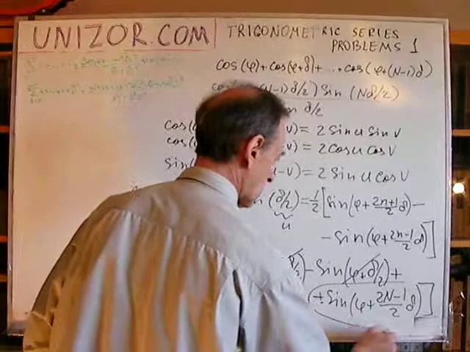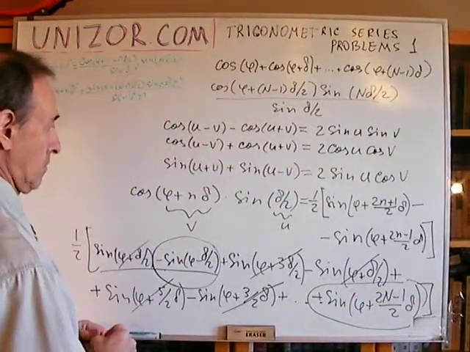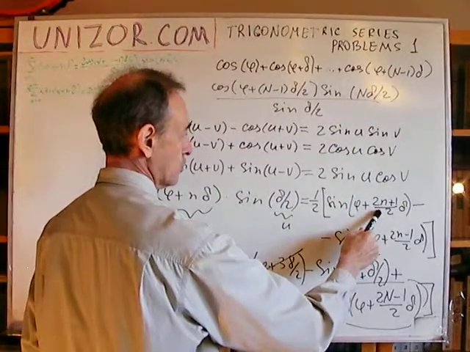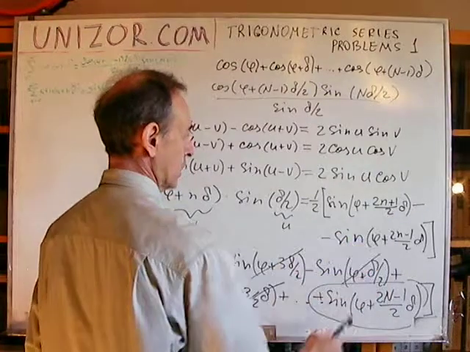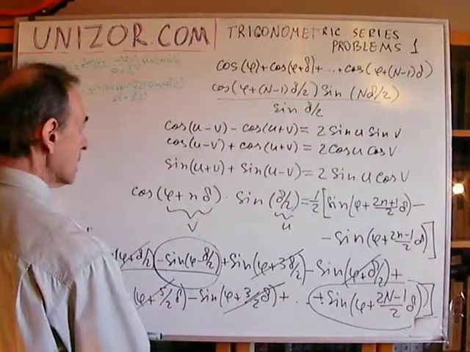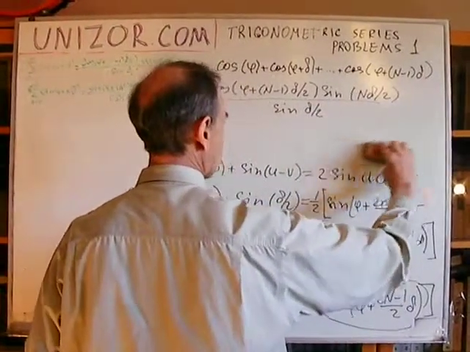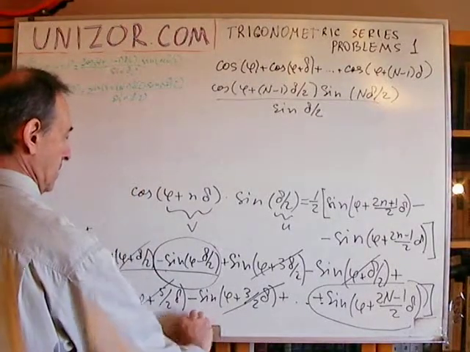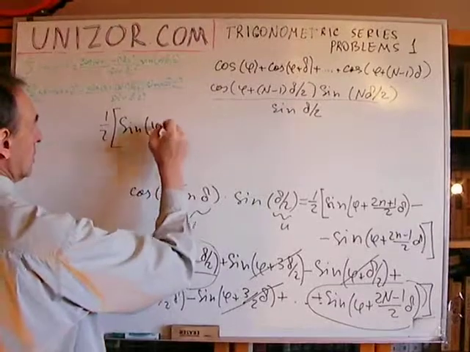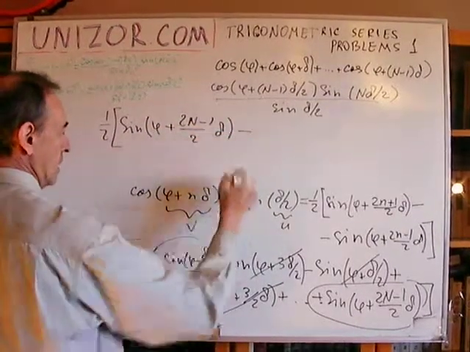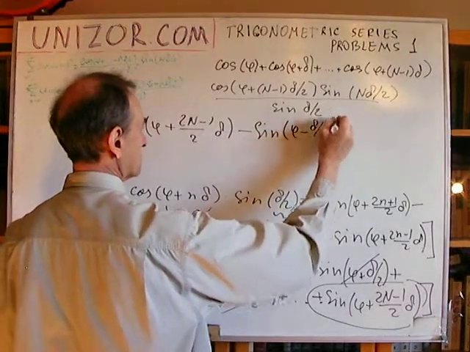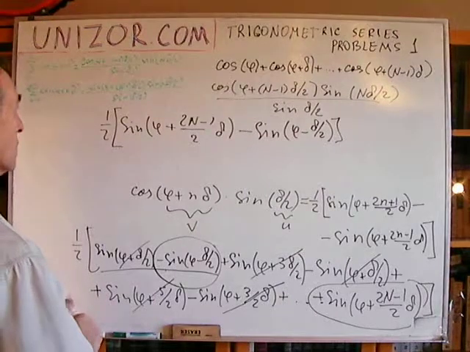This will also remain, if I'm not mistaken, right? Again, if lowercase n is equal to capital N minus 1, then this would be 2n minus 2 plus 1, which is minus 1, divided by 2 delta. And the one which has a minus would be reduced with one of the previous ones. So the only thing which remains in this case is one half, the last one, which is sine of phi plus (2N minus 1) over 2 delta, minus the second part of the first number, which is sine of phi minus delta over 2. That's the result of the summation of the cosines.